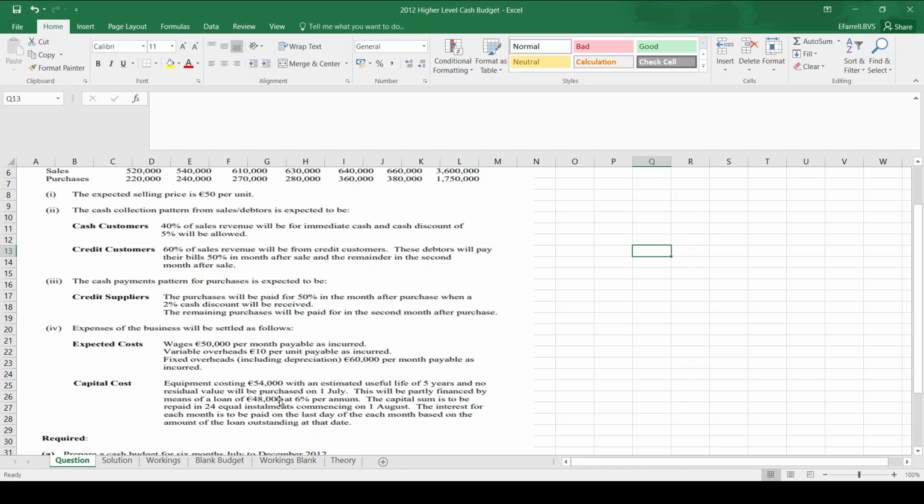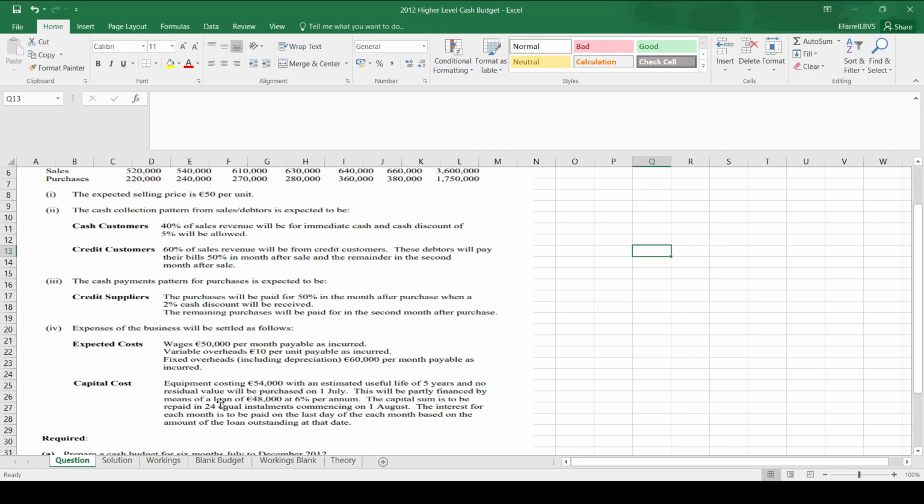Now, the loan. To buy the equipment, we got a loan. It says this will be financed by a loan of 48,000 at 6%. That's the rate of interest, 6% per annum. The capital sum, which is the actual loan itself, is to be repaid in 24 installments commencing in August. We're starting paying back the loan in August, not July. It's paid back in 24 installments, so if it's 48,000 paid back in 24 installments, each installment will be 2,000.